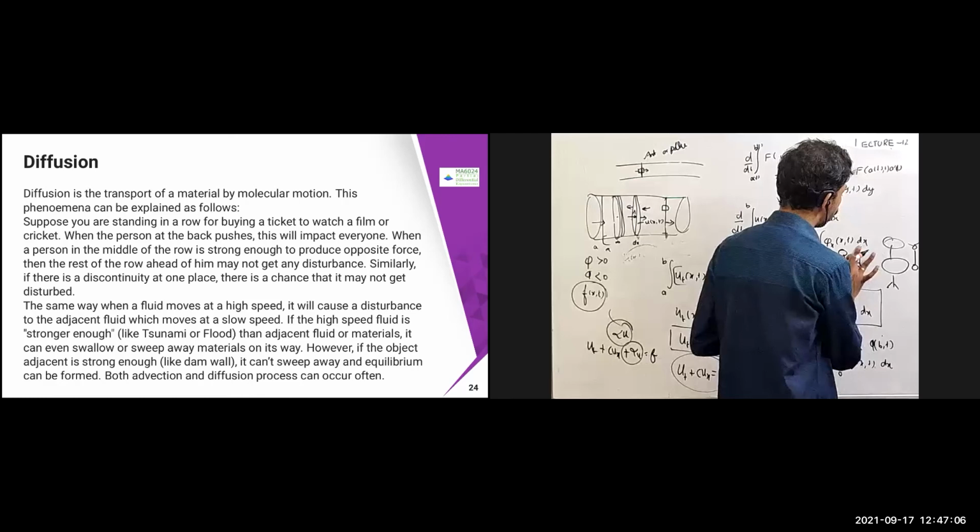The same way, when fluid is disturbed, the adjacent fluid is disturbed. This is higher speed, this is lower speed, and whatever the higher speed is will impact the lower speed. Automatically the lower speed fluid also moves. If the high-speed fluid is very strong, like a tsunami of flood, then not only the adjacent fluid but even the materials are affected. That is the reason cars are swept away or houses are swept away, because that fluid is very strong.